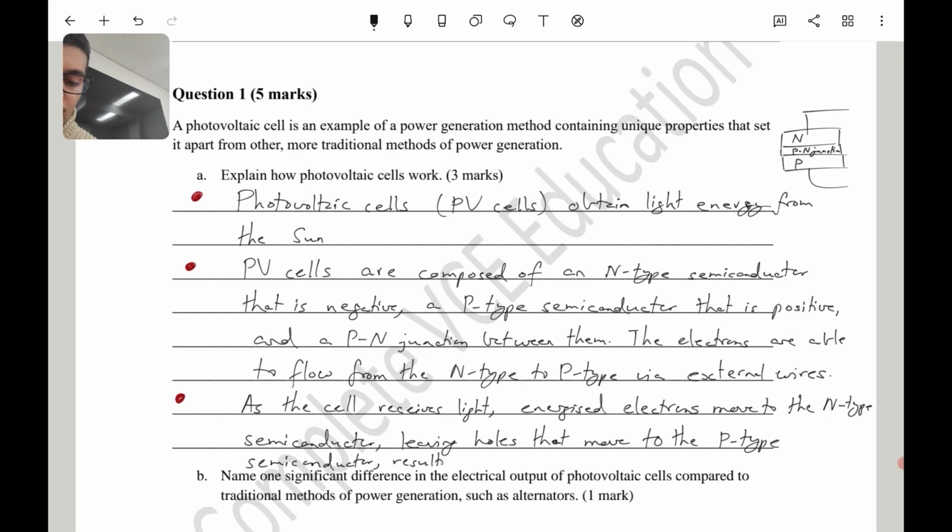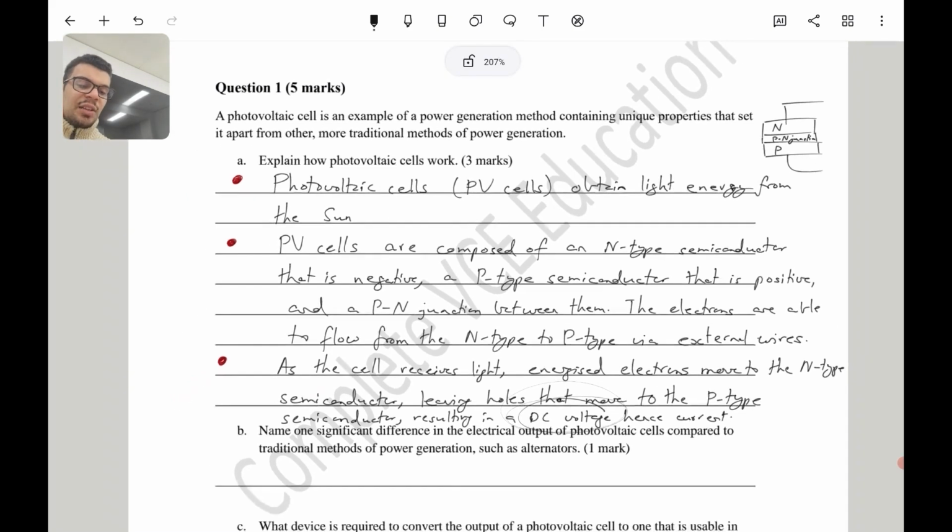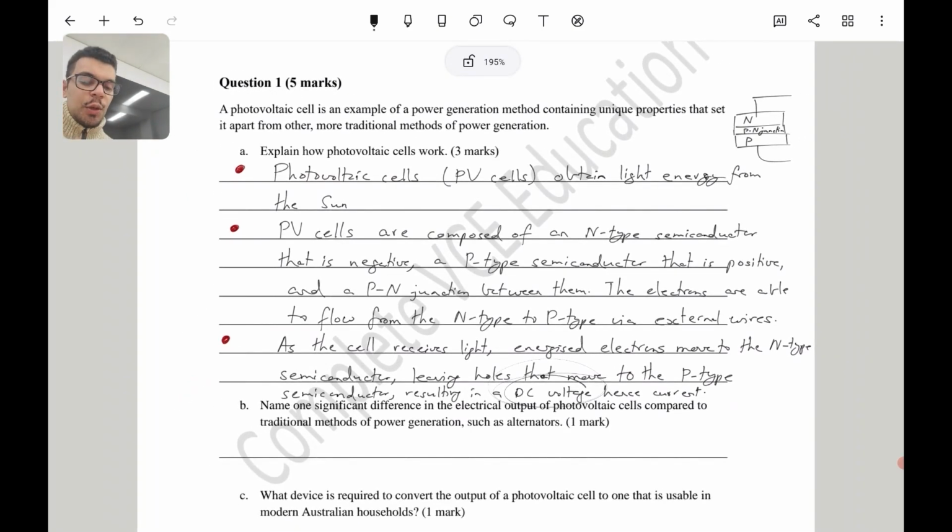Now this results in a DC voltage, hence a current. Now it's not super important for you to mention the fact that there's a DC voltage, but again, just to be on the safe side, just to make sure that your teachers are giving you the full marks, it's good to give them this extra information.